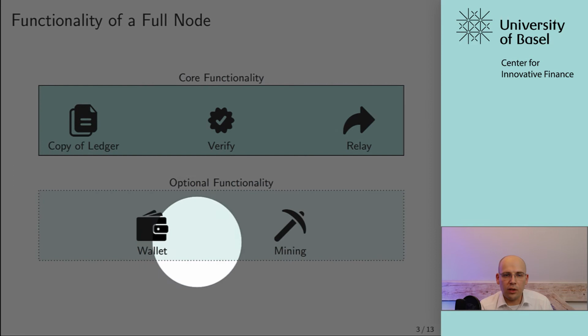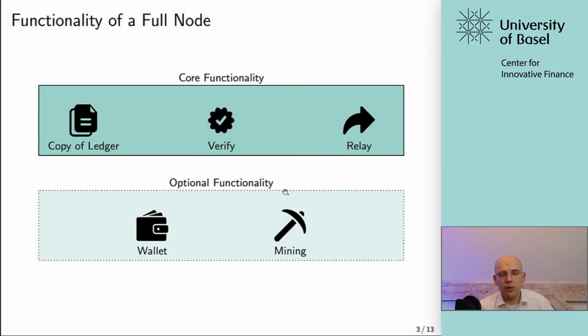Optional functionalities include wallets, so that's basically everything you need to issue new transactions, to create your own transaction, to spend your Bitcoin units. And mining, that's essentially everything you need to contribute towards the growth of the blockchain, so to make new proposals on state updates and so on.